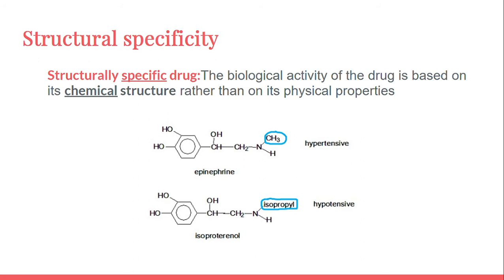Epinephrine and isoproterenol. With the addition of only two methyl groups to form an isopropyl for isoproterenol, as it is marked in blue on the drawing, as opposed to epinephrine's singular CH3 methyl group on the free end of the secondary amine, the therapeutic use of the drug was completely reversed from producing hypertension for epinephrine to being an antihypertensive that produces hypotension for isoproterenol.